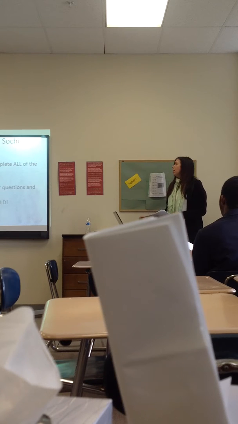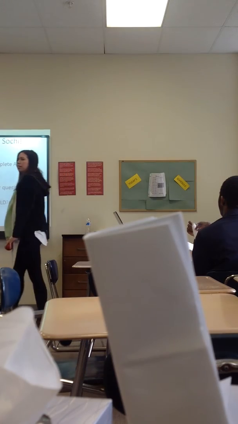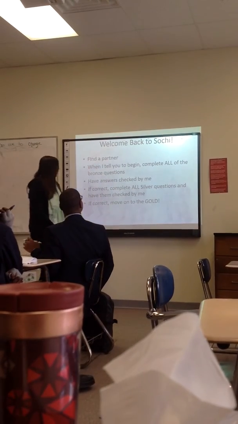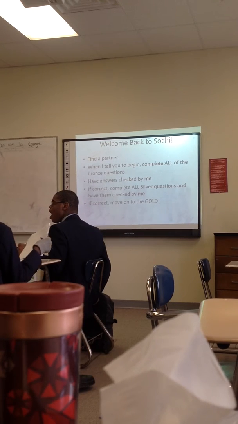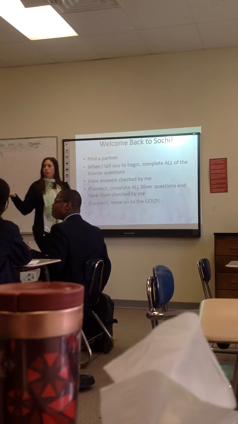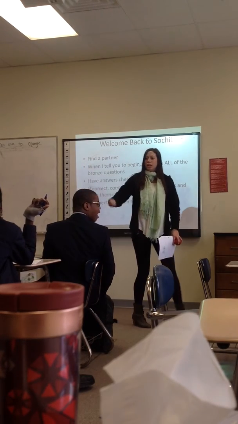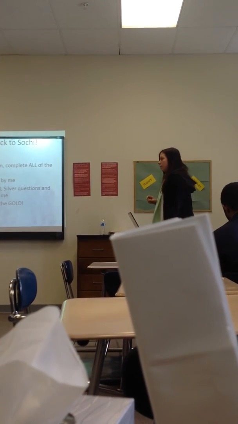Remember the way this works is you find a partner. When I tell you to begin, do not start until I tell you to do so. You're gonna complete all of the bronze level questions. When you come to the word silver, you will stop. You will come to me for me to check your answers. If they're all correct, you may move on to silver. You're gonna complete all the silver questions. When you get to the word gold, you will stop. I will check your answers, and then you will try to get all the gold questions. The first group to get all the gold questions complete will be our winner.